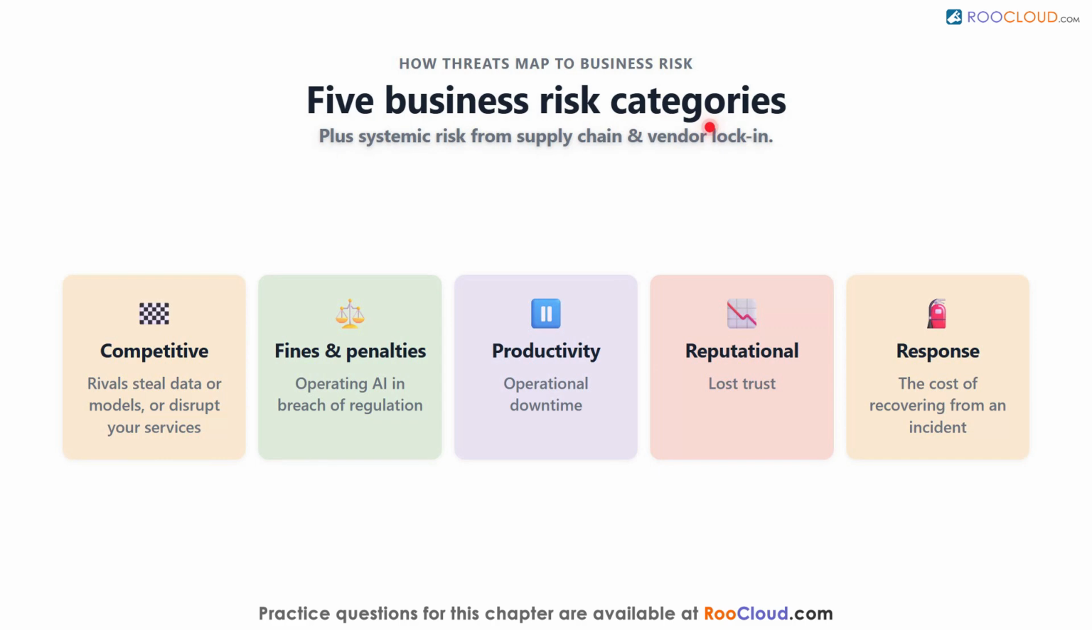These threats map onto familiar business risk categories. Competitive risk, if rivals steal data or models or disrupt your services. Fines and penalties, if you operate AI in breach of regulation. Productivity risk, from operational downtime. Reputational risk, from lost trust. And response risk, the cost of recovering from an incident.